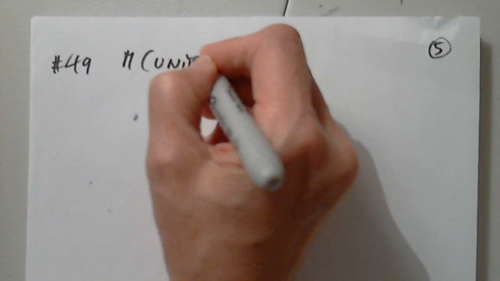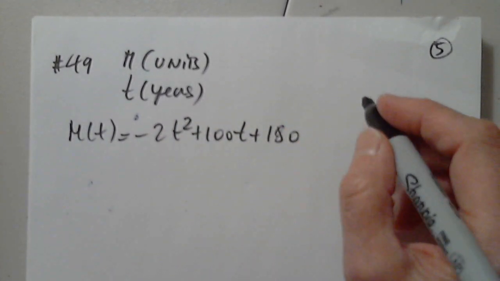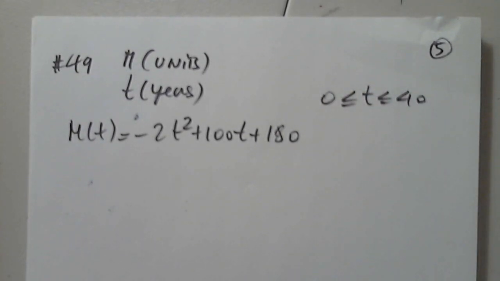So page 5. Good. So let's say monthly productivity. An employee's monthly productivity, M in number of units produced. So this is 49. M units produced is found to be a function of T, the number of years of employment. T in years. And the function is M of T equals negative 2T squared plus 100T plus 180. And they are giving us the closed interval. T is between 0 and 40. Find the maximum productivity and the year in which it is achieved. Awesome. Exactly what we just did.